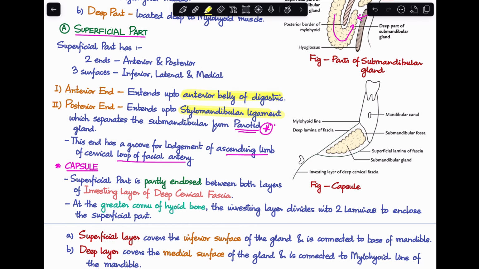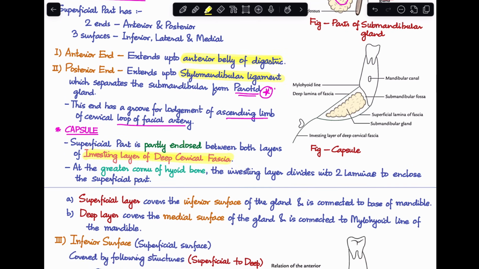And how is this capsule formed? Where is the origin of the capsule? It is formed by the investing layer of the deep cervical fascia. So now let's look at the image on the right side. This is the investing layer of the deep cervical fascia. This is the greater cornu of the hyoid bone.